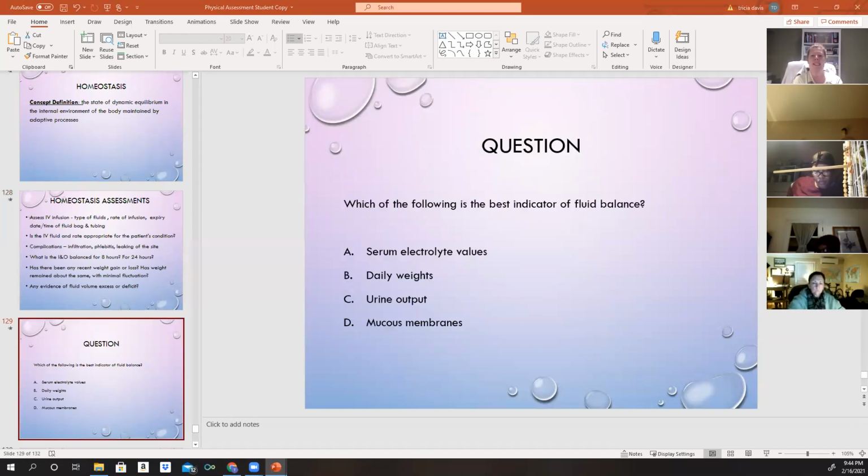Which of the following is the best indicator of fluid balance? Serum electrolyte values, which are your potassium, your sodium, your magnesium, things like that; your daily weights; your urine output; or your mucous membranes. Which one is the best indicator of fluid balance? Urine output.